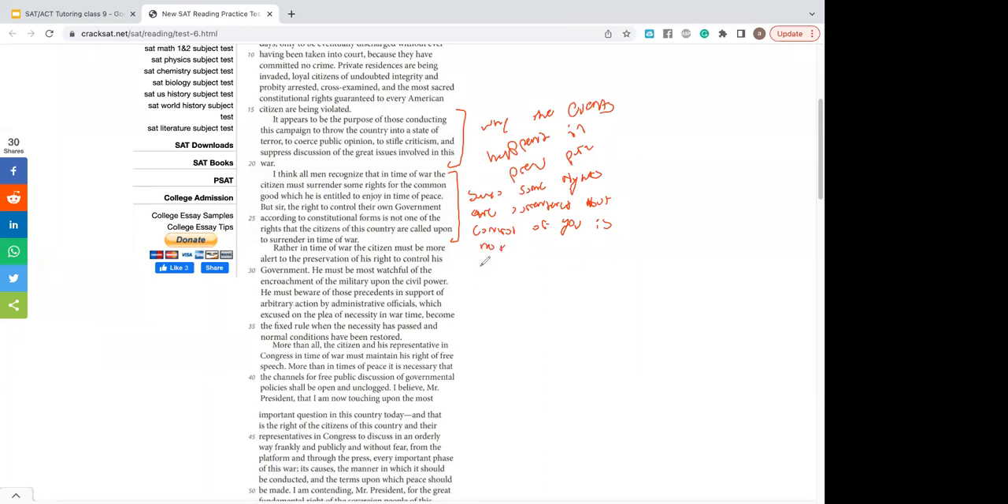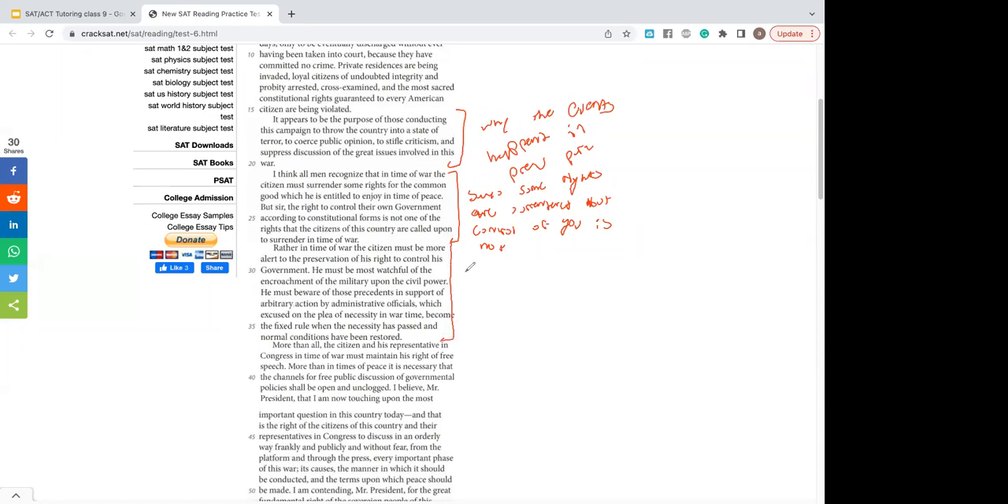Rather, in times of war, the citizen must be more alert to the preservation of his right to control his government. He must be most watchful of the encroachment of military upon civil power. He must beware of these precedents in support of arbitrary actions by administrative officials, which, excused on the plea of necessity in wartime, become the fixed rule when necessity has passed and normal conditions are restored.